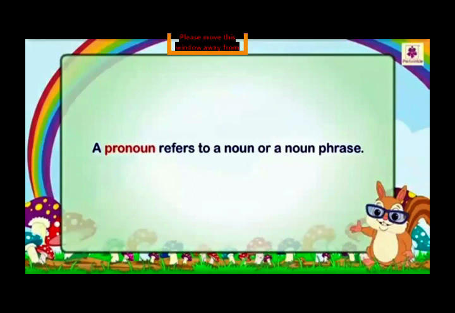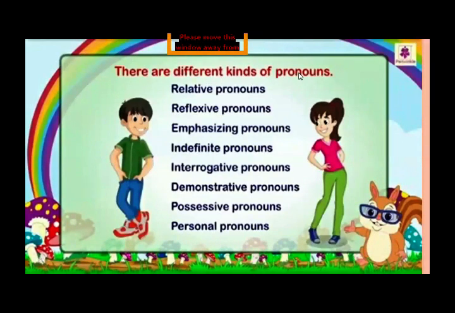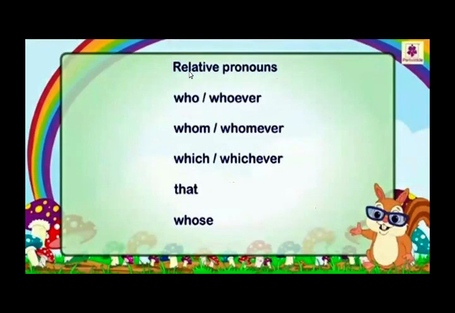Next is the kinds of pronouns. How many kinds can you see here? Relative pronouns, reflexive pronouns, emphasizing pronouns, indefinite pronouns, interrogative, demonstrative, possessive, personal. So you will think these are different kinds of pronouns. We forget which pronouns come under these headings. Relative pronouns: who, whoever, whom, whomever, which, whichever, that, and whose. These are relative pronouns. We use them in sentences, as you know. She's the girl who's my best friend. Here, who is a relative pronoun.